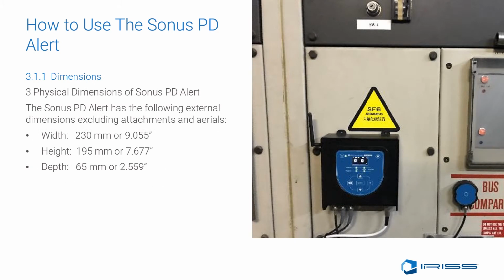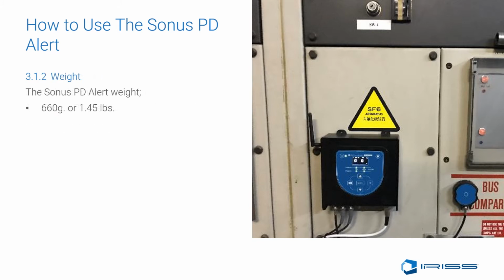Section 3.1.1, Dimensions. The Sonos PD Alert has the following external dimensions, excluding attachments and aerials. It has a width of 230 millimeters or 9.055 inches. It has a height of 195 millimeters or 7.677 inches, and it has a depth of 65 millimeters or 2.559 inches. Section 3.1.2, Weight. The Sonos PD Alert weight is only 660 grams, or 1.45 pounds.